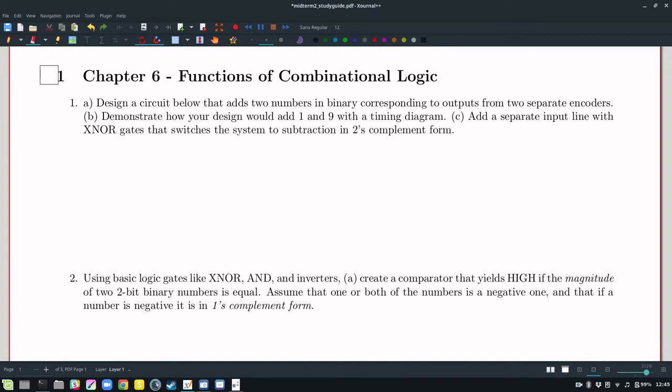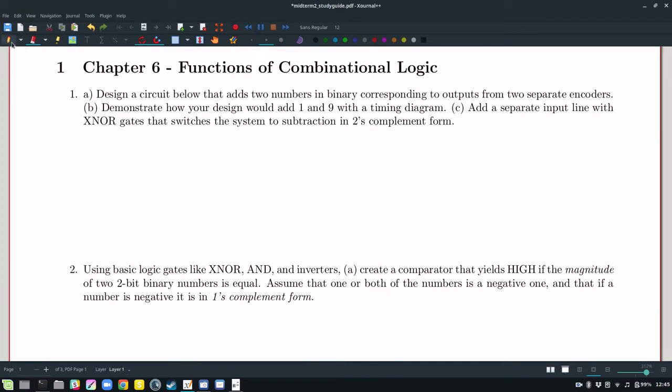Let's begin with Chapter 6, Functions of Combinational Logic. In this problem, we're asked to design a circuit below that adds two numbers in binary corresponding to outputs from two separate encoders. So we can make a function block representing our 4-bit adder. Why do we say 4 bits? Because in part B, we're going to demonstrate how the design adds 1 and 9. So we only need 4 bits to describe such numbers.